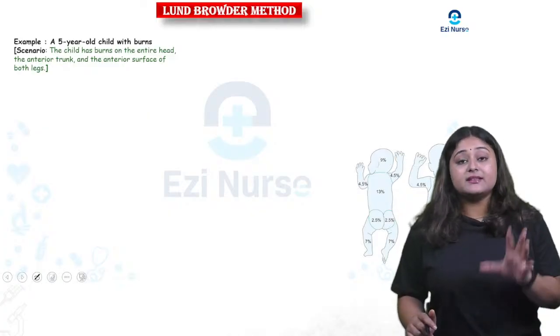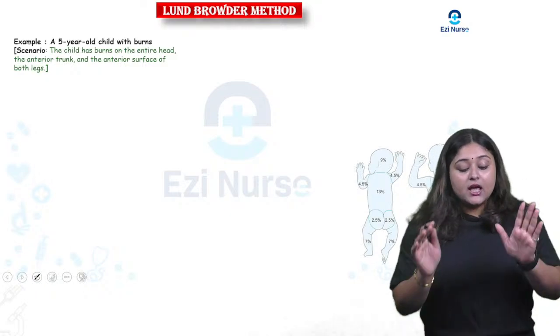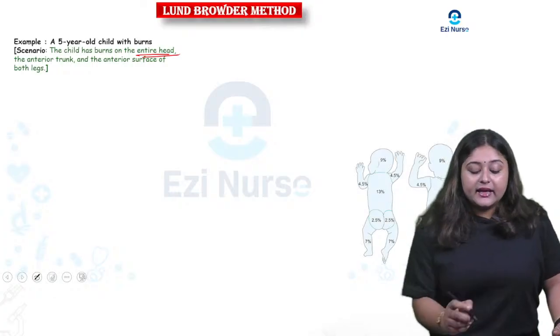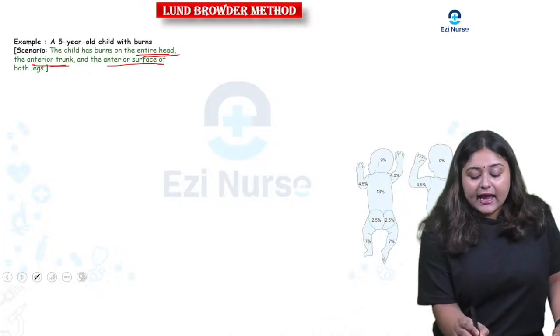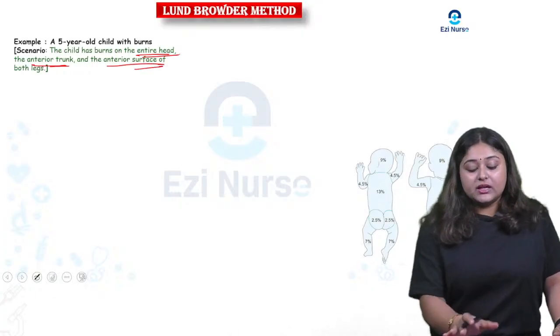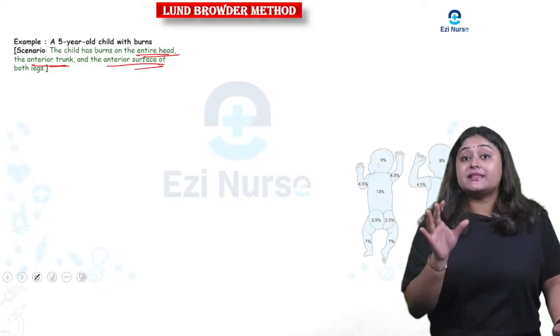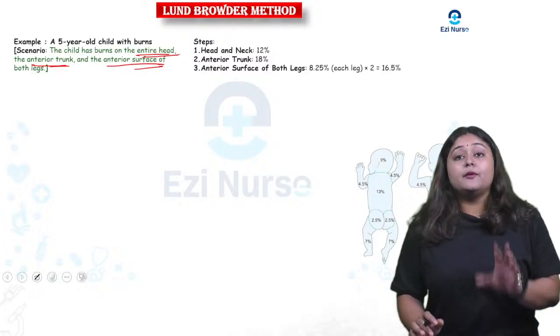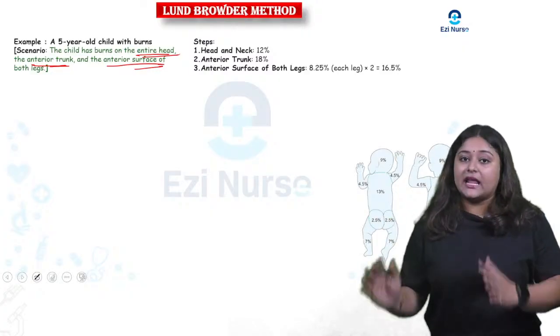Burns. Okay, so what is the scenario? See the scenario first. The burns on entire head. Entire head means head and neck. Next is the anterior trunk and the anterior surface of both legs. So they all mentioned whichever parts have burned for that particular 5-year-old child. Okay, so now come to the steps. Means we have to know the calculation first.